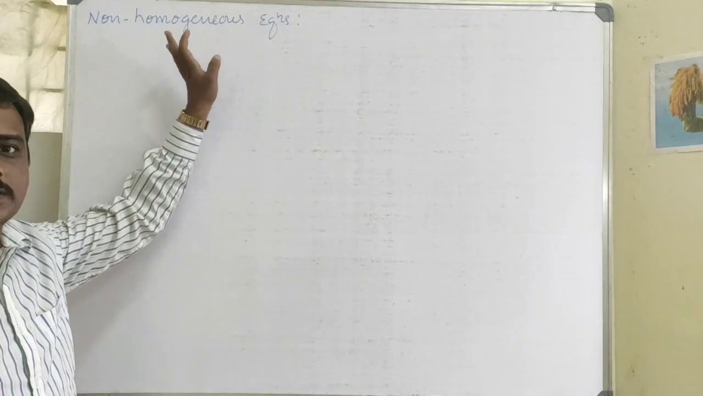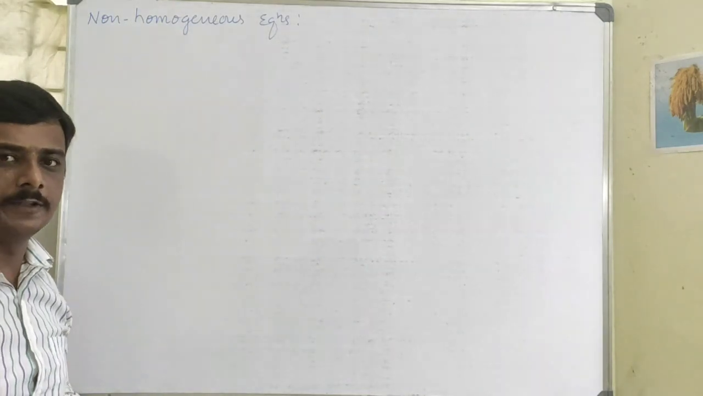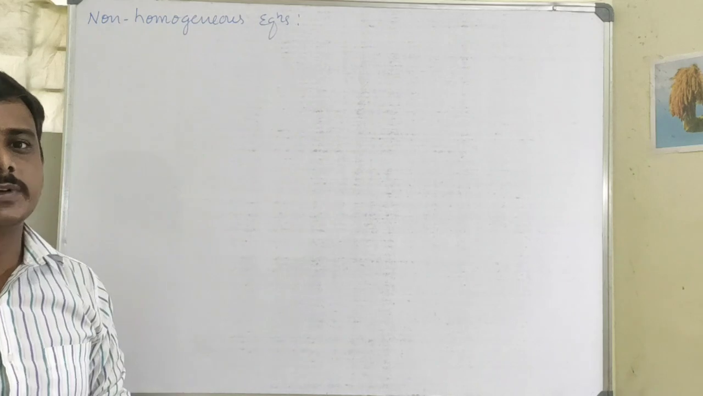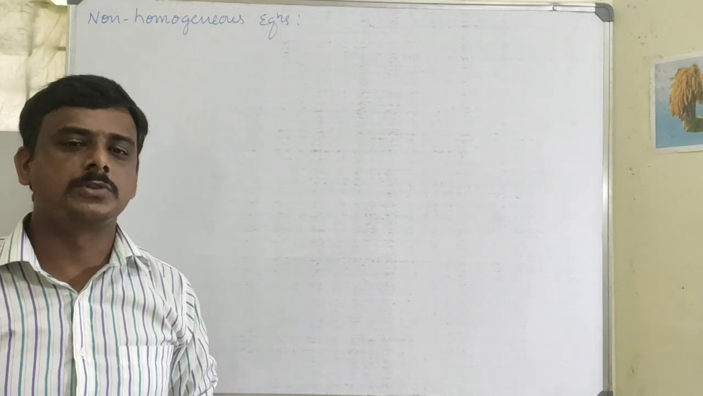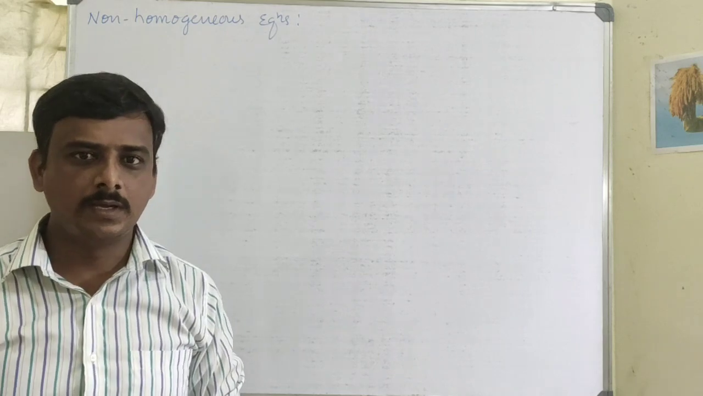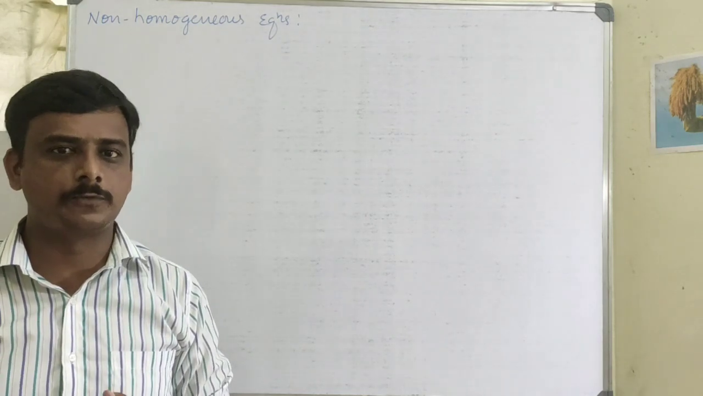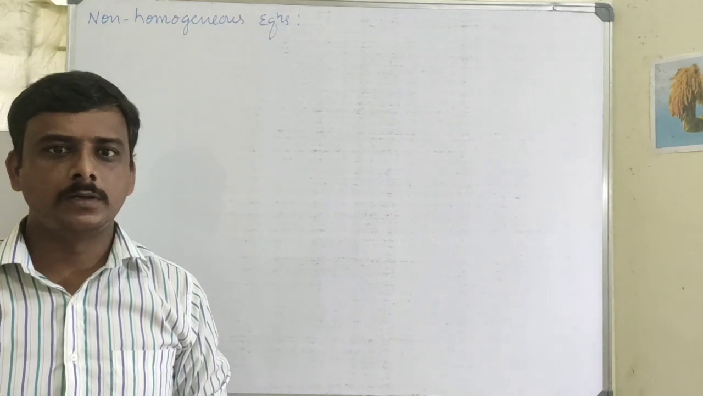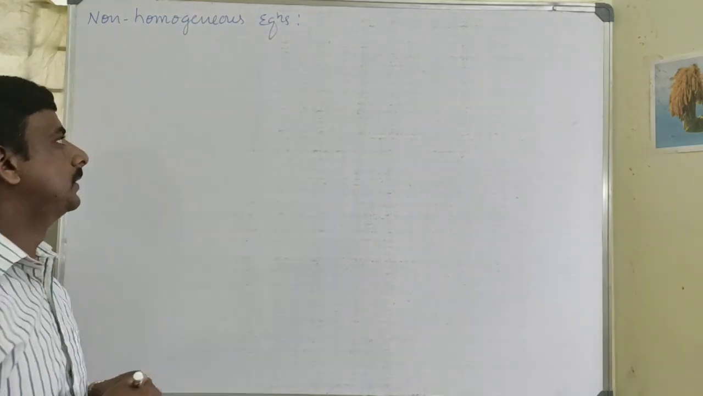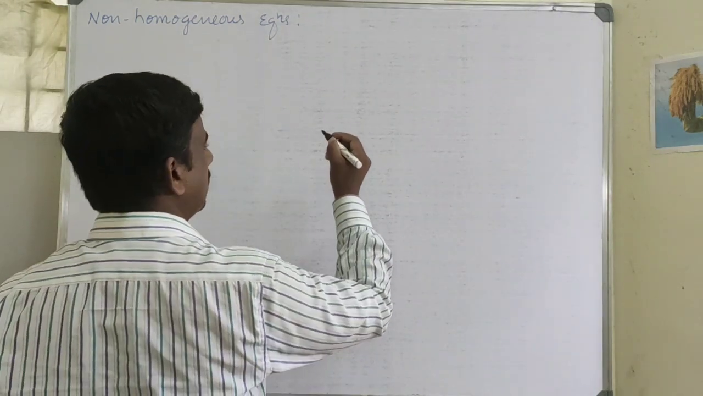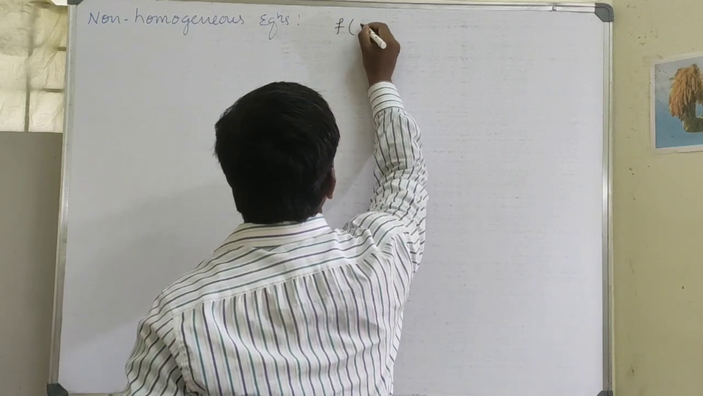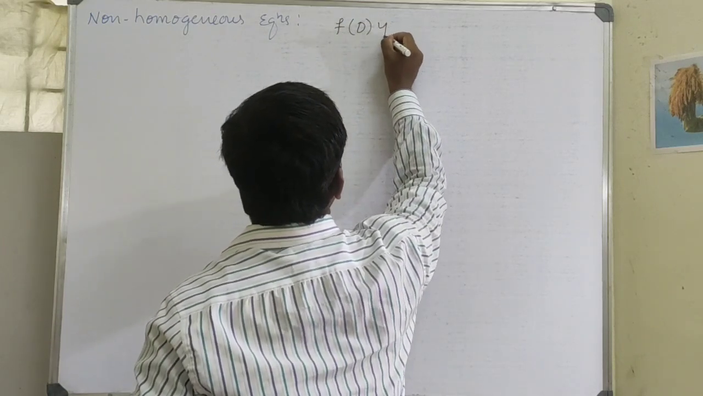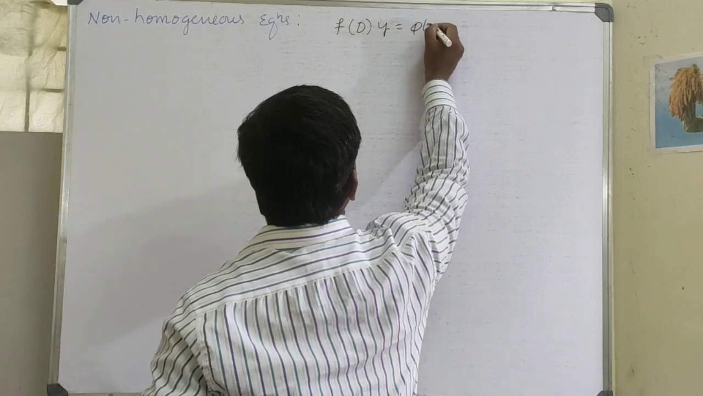Today we shall discuss non-homogeneous linear differential equations. In the last video we have discussed the homogeneous differential equations: how to solve the given homogeneous linear differential equations of second and higher order. So we have looked into the standard form of a linear differential equation, which can be rewritten in a simplified form as f of D into y equal to phi of x.